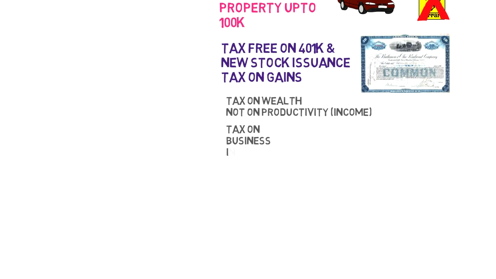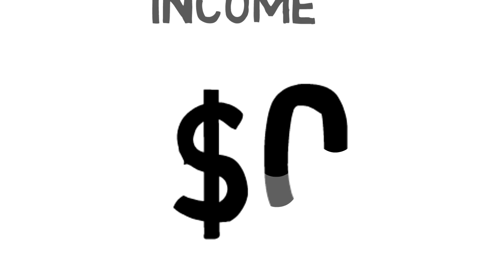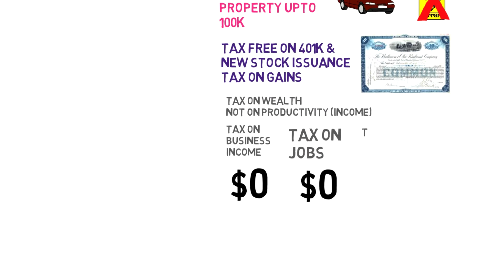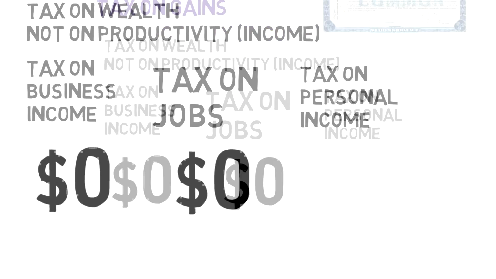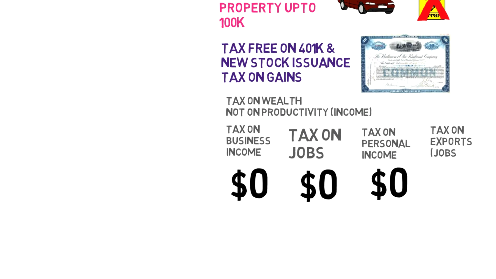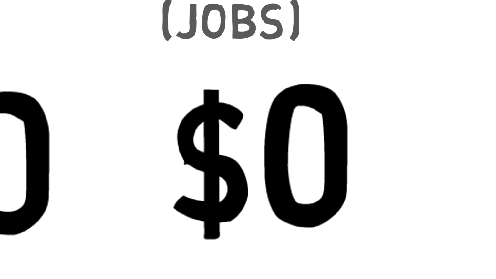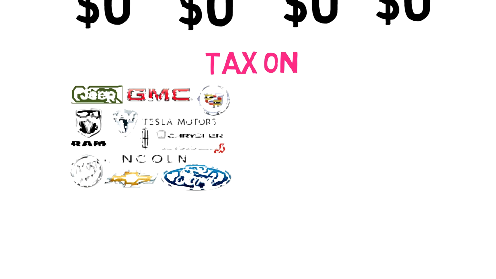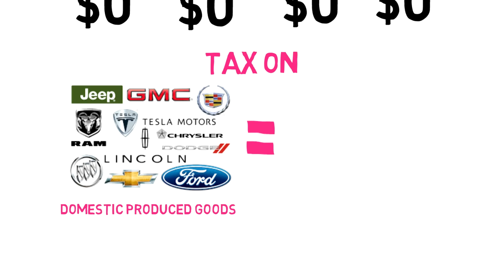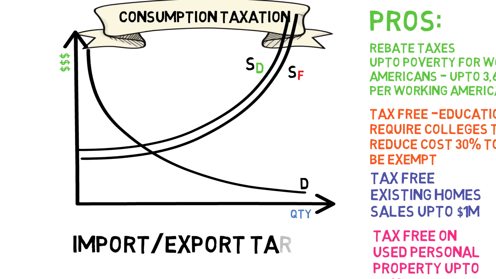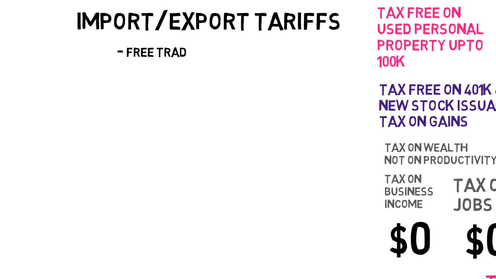Therefore, the tax on business income would be zero. The tax on jobs would be zero. The tax on personal income would be zero. The tax on exports or jobs would be zero. We would tax both domestic production and foreign production at the same rate, as opposed to foreign competitors having a significant advantage. Imports and exports.